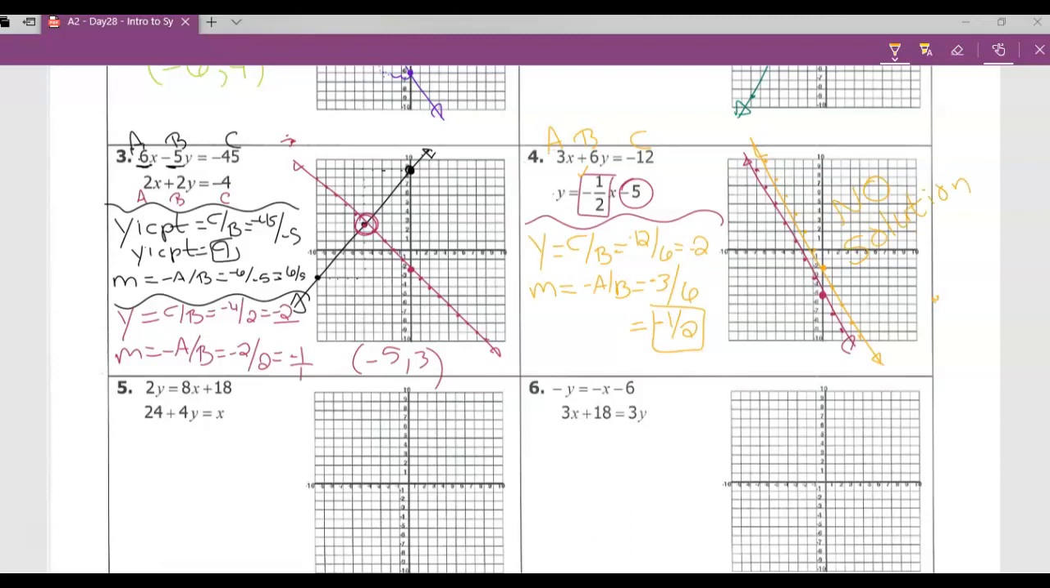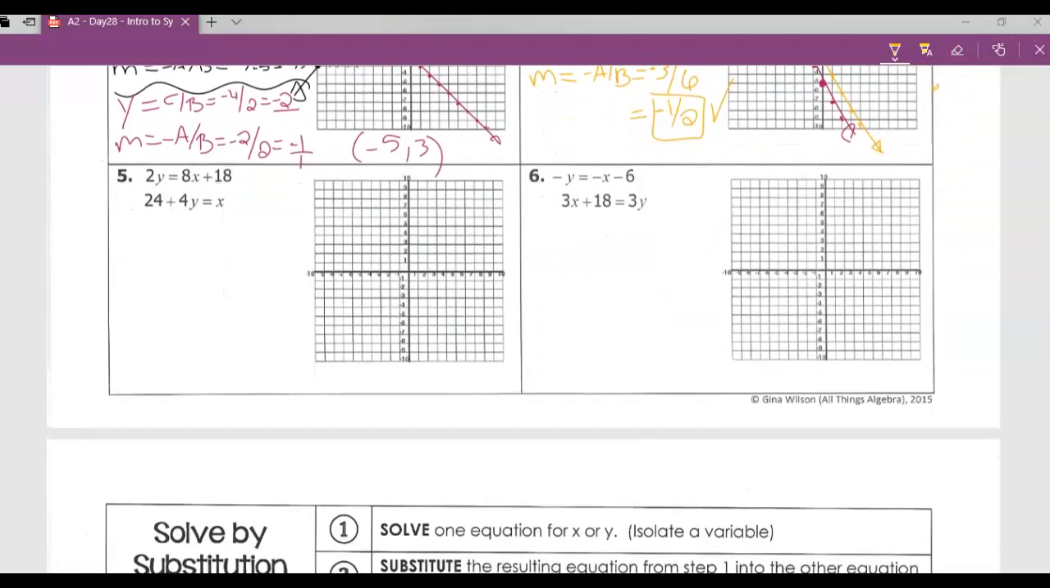The giveaway in the future, if you ever notice, is when you have the same exact slope, negative 1/2, negative 1/2, your lines will never intersect. That's a quick way of identifying it. And let's go on to our next two examples now. Numbers 5 and 6.